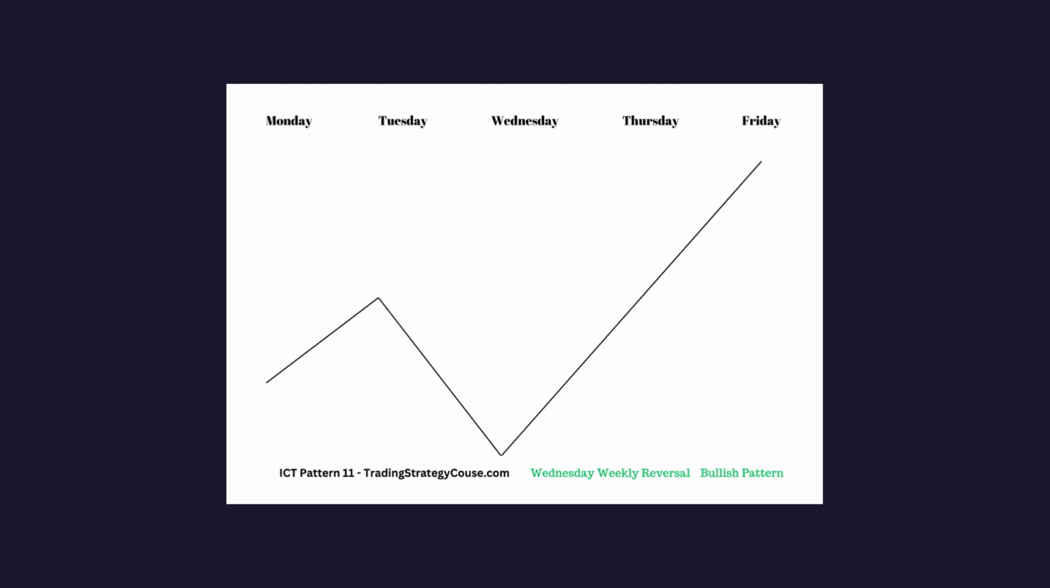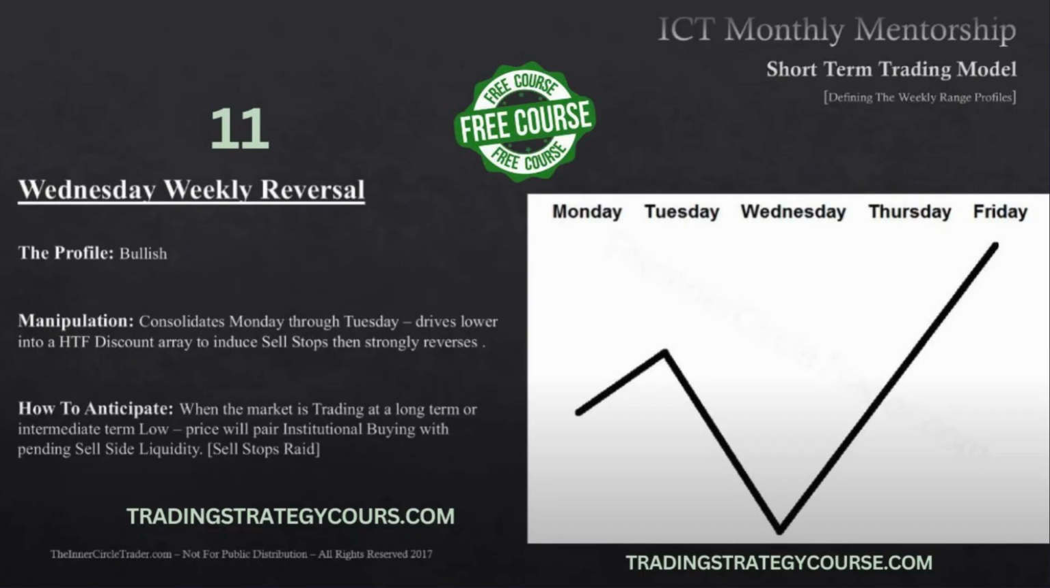Wednesday's bullish weekly reversal strategy. Midweek, particularly on Wednesday, a bullish market profile is often anticipated. Key indicators for this trend include price consolidation on Monday and Tuesday, followed by a downward move into a higher timeframe discount array, prompting the activation of sell stops before a strong reversal occurs. This bullish reversal can be predicted when the market is hovering around long-term or intermediate-term low prices, pairing institutional buying with pending sell-side liquidity, traditionally known as sell stops.